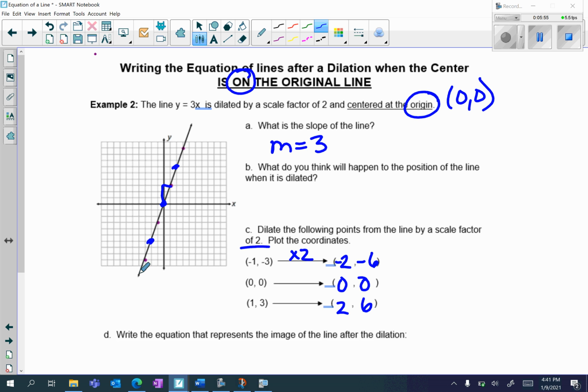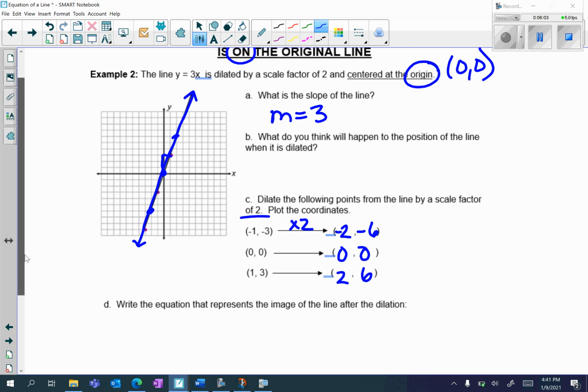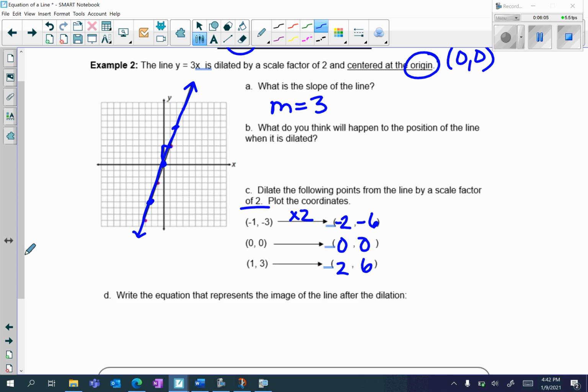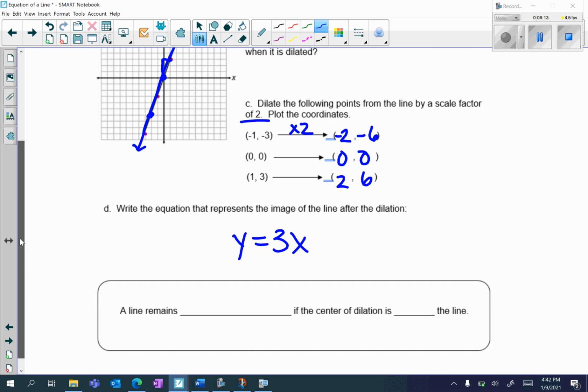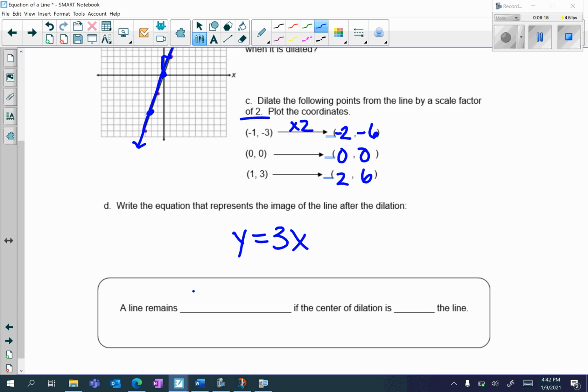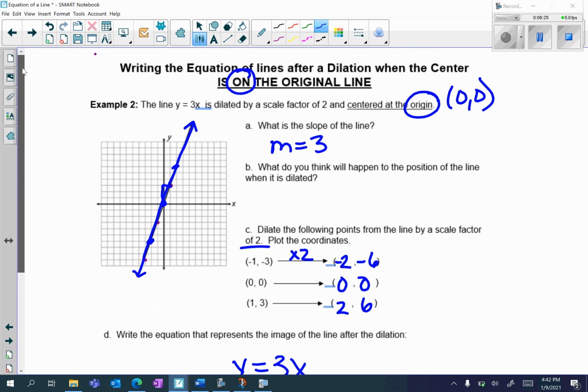After plotting those points, it appears that the line has stayed the same. So D, write the equation that represents the image of the line after the dilation. It's going to be the same line, y is equal to 3x. So a line remains the same if the center of dilation is on the line. So when we're dilating a line, if the center is on the line, then the line remains the same.